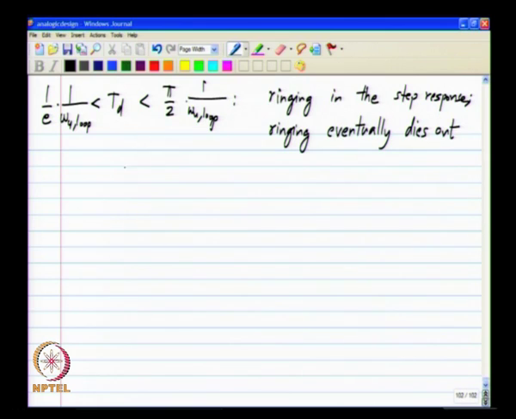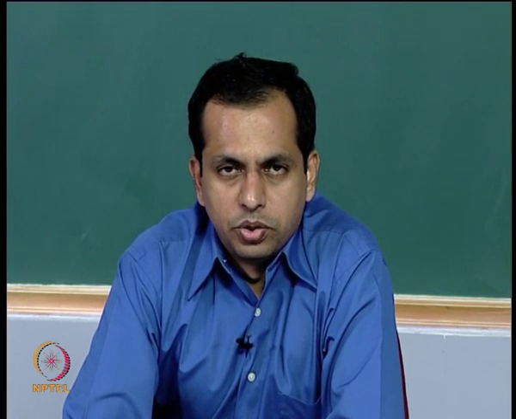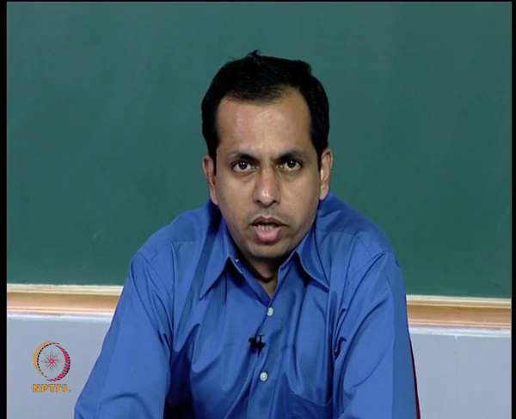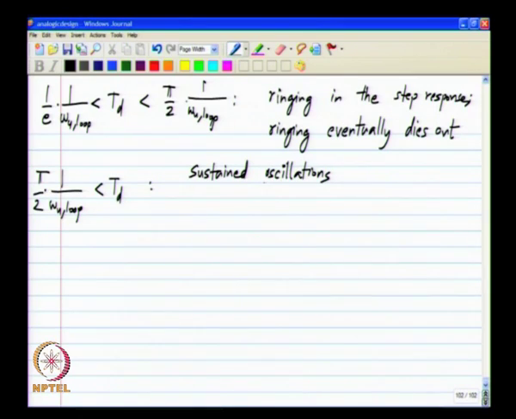Okay. And for Td more than pi by 2 times 1 by omega u loop, what happens is there are sustained oscillations. Okay. So, that means that if you apply a step, then there is ringing and it blows up. Also, if you have some initial conditions, they will not die down, they will eventually blow up and give a response even without having an input. So, this is an oscillatory condition and this is certainly something that you do not want to have. Okay.